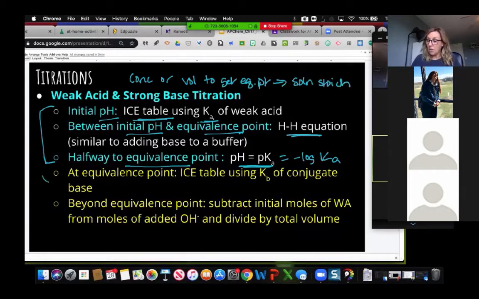These down here, we're not going to do, but just so you know, at the equivalence point, you would use an ICE table by using Kb of the conjugate base. If it's beyond that, then you would have to look at moles of weak acid, moles of OH divided by total volume. Again, we don't have time to do that. So those are there in case you want to refer back to this at some point in the future. We're just going to focus on those first three and then the solution stoichiometry.